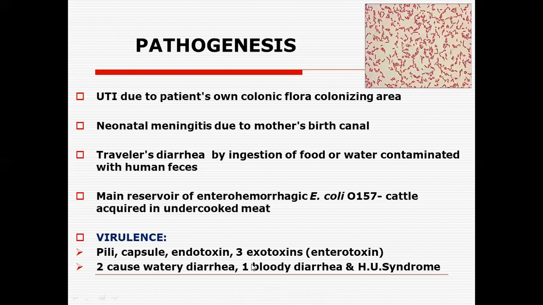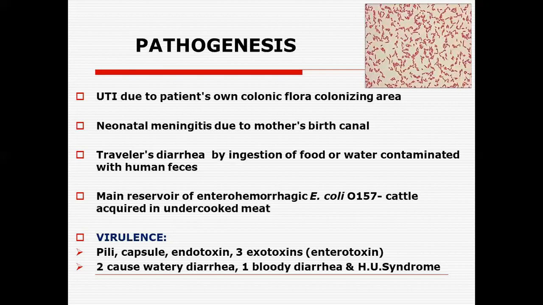The main reservoir of enterohemorrhagic Escherichia coli O157:H7, with somatic antigen 157 and flagellar antigen 7, is found in cattle meat. If you eat uncooked or semi-cooked cattle meat, you can acquire this infection. So the main reservoir of this very specific strain of Escherichia coli, O157:H7, is undercooked or uncooked cattle meat. We acquire this enterohemorrhagic strain from cattle meat.